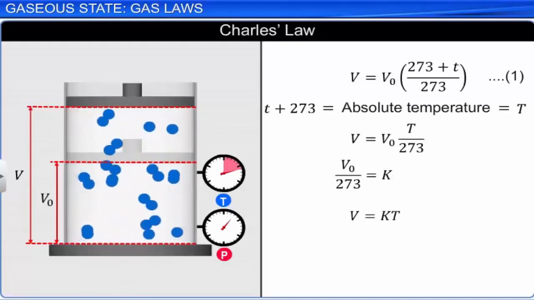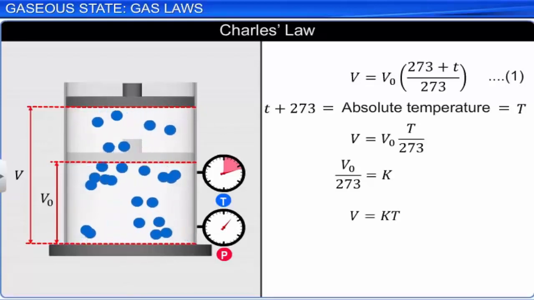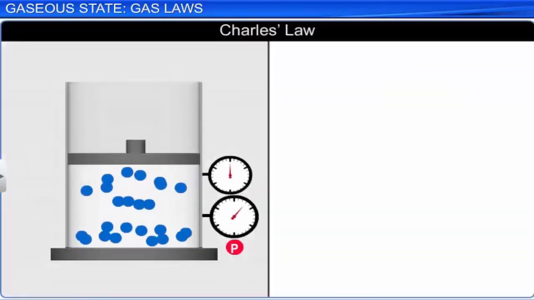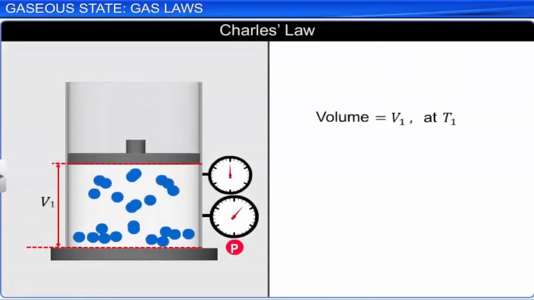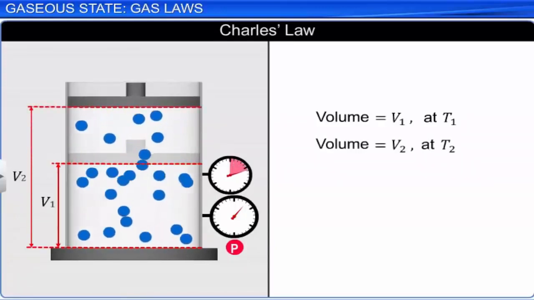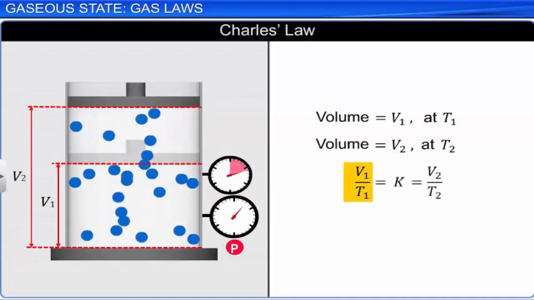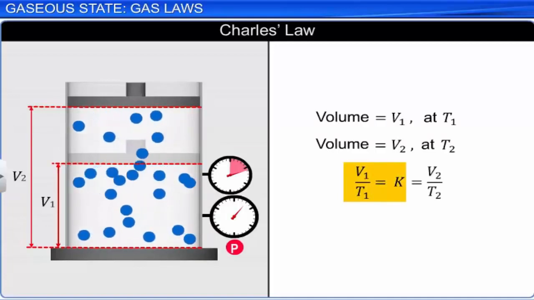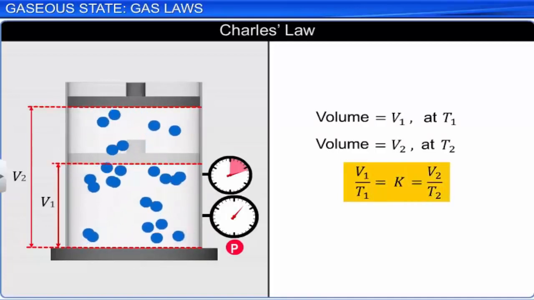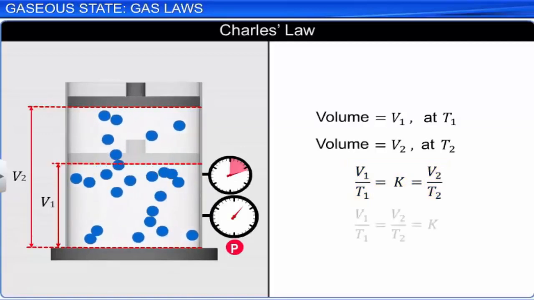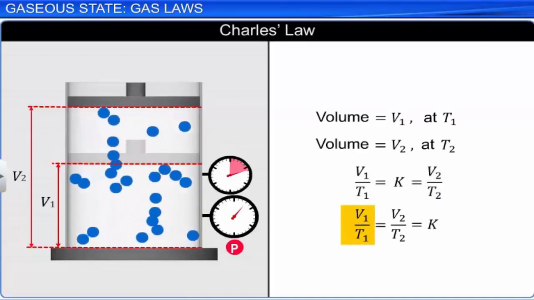If a given gas occupies volume V1 at T1 temperature and volume V2 at T2 temperature, then by Charles' law, V1 by T1 is equal to k constant, which is in turn equal to V2 by T2. Therefore, the equation can be written as V1 divided by T1 is equal to V2 divided by T2 is equal to k. This is called the Charles' law equation.